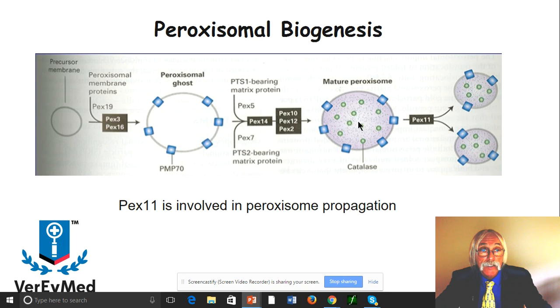You're maturing it. You see, now you have catalase. That's showing you an example of the kind of enzyme you're going to get in a mature peroxisome. And then with the help of PEX11, you go through fission reactions, and that's how you divide. Now you make more peroxisomes. You make more peroxisomes when you need more.